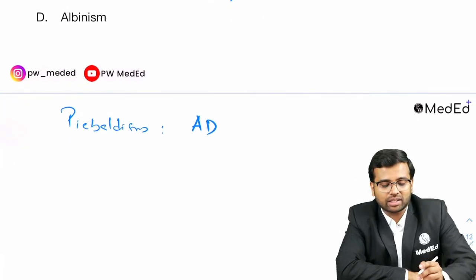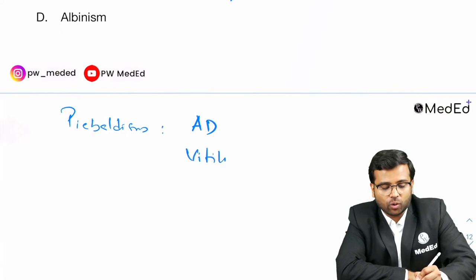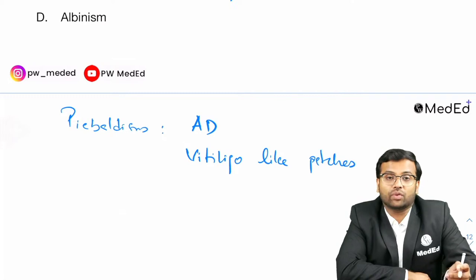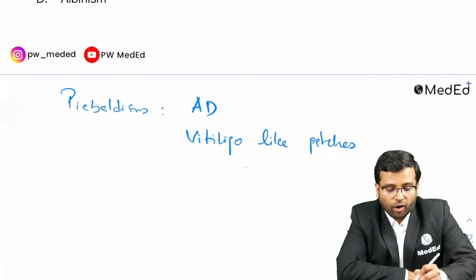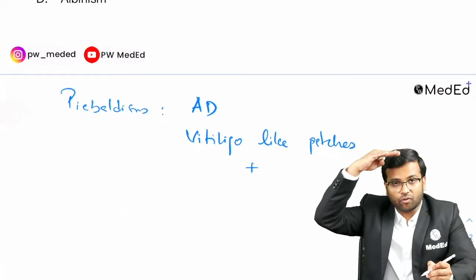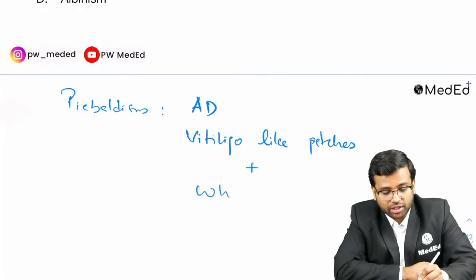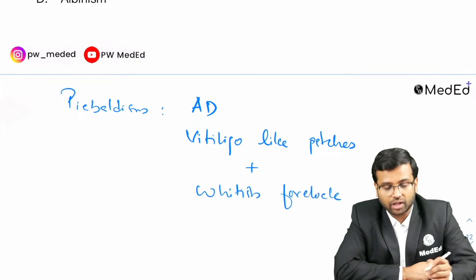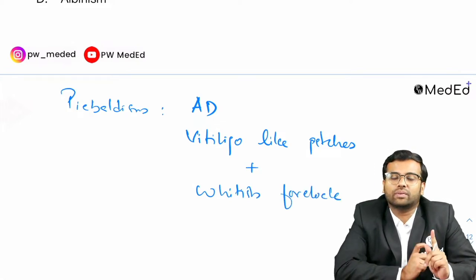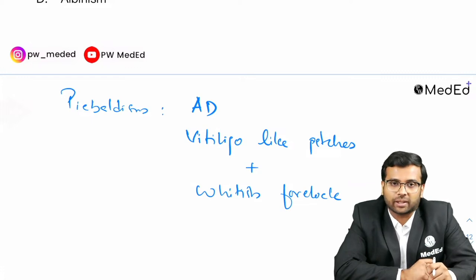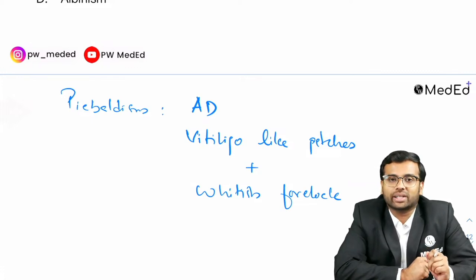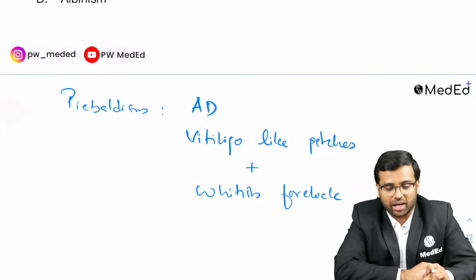In piebaldism, you can see vitiligo-like patches. Along with that, you can also see a whitish discoloration of the frontal hair. It's called a whitish forelock. So a whitish forelock with vitiligo-like patches over the skin with autosomal dominant inheritance is called piebaldism.